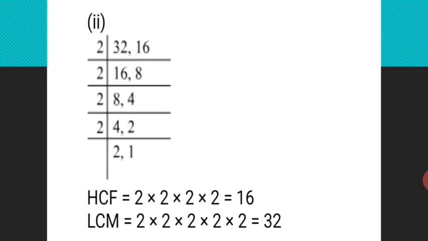So HCF is equal to multiply all the common factors on the left. That is 2 into 2 into 2 into 2 is equal to 16. And LCM is equal to the common factors into the bottom row. That is 2 into 2 into 2 into 2 into 2 equals 32.